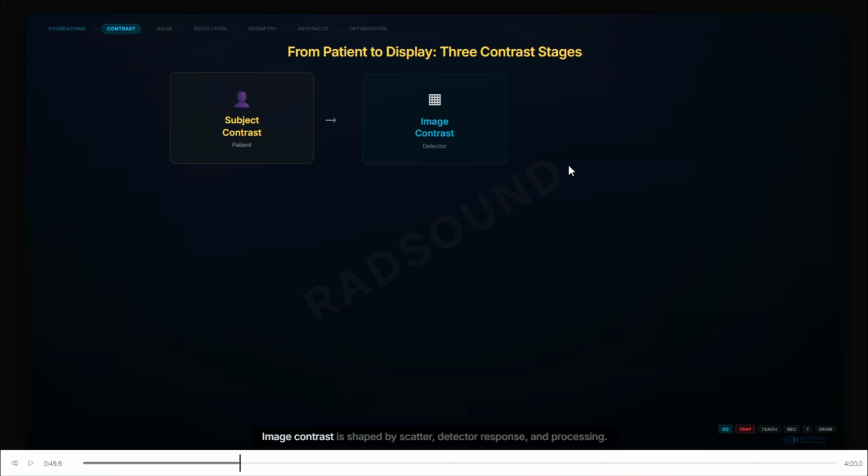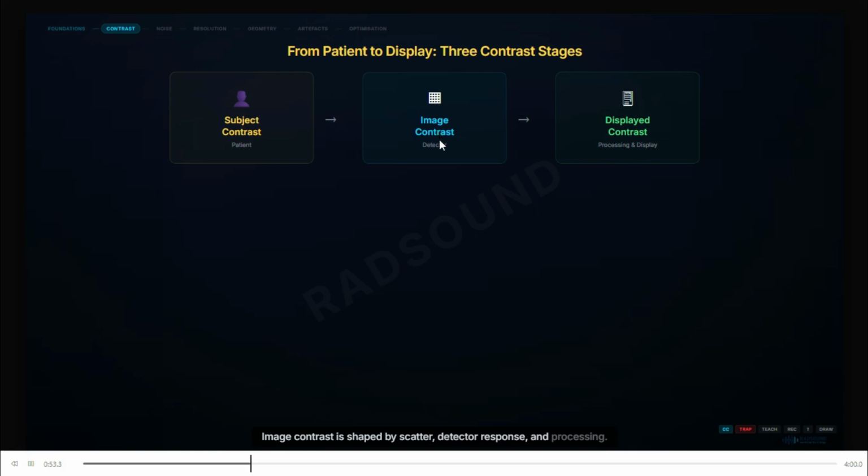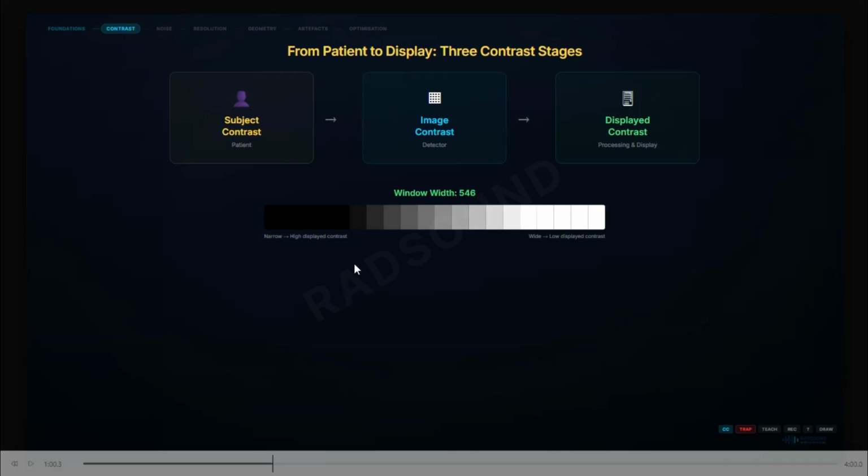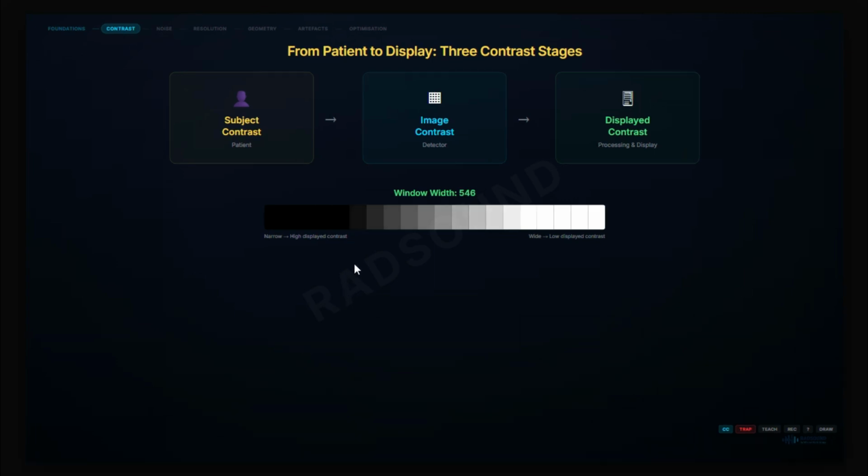So the quality of the image will depend on three of them. We have subject contrast from the patient, image contrast, mostly detector, and then you have your displayed contrast. So what's displayed contrast? Displayed contrast depends on the window width. What's window width? Window width means the range of the density that has been displayed on the screen or on the monitor. So the range of that density can go from low to high, from negative to positive. So the higher the window width, the less the contrast.